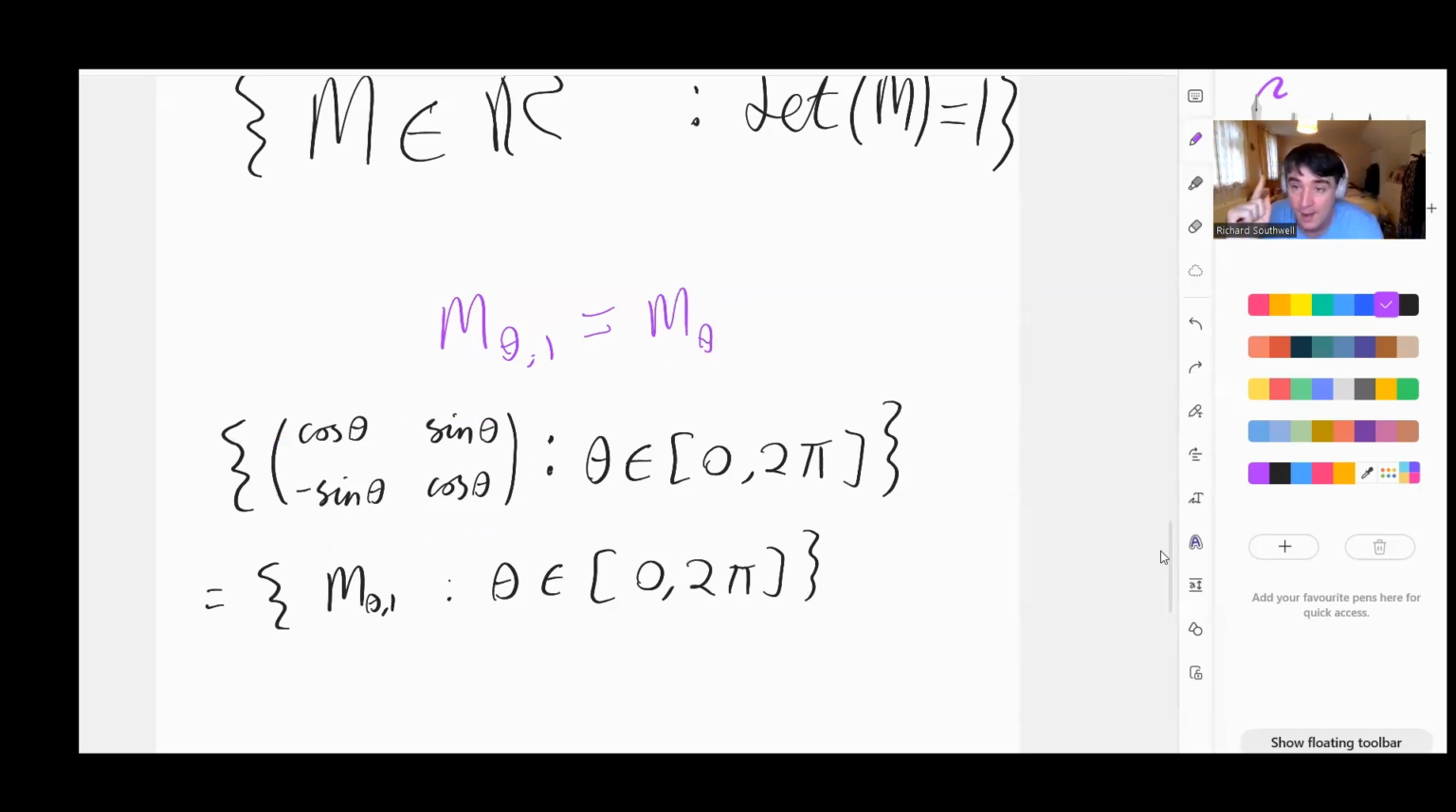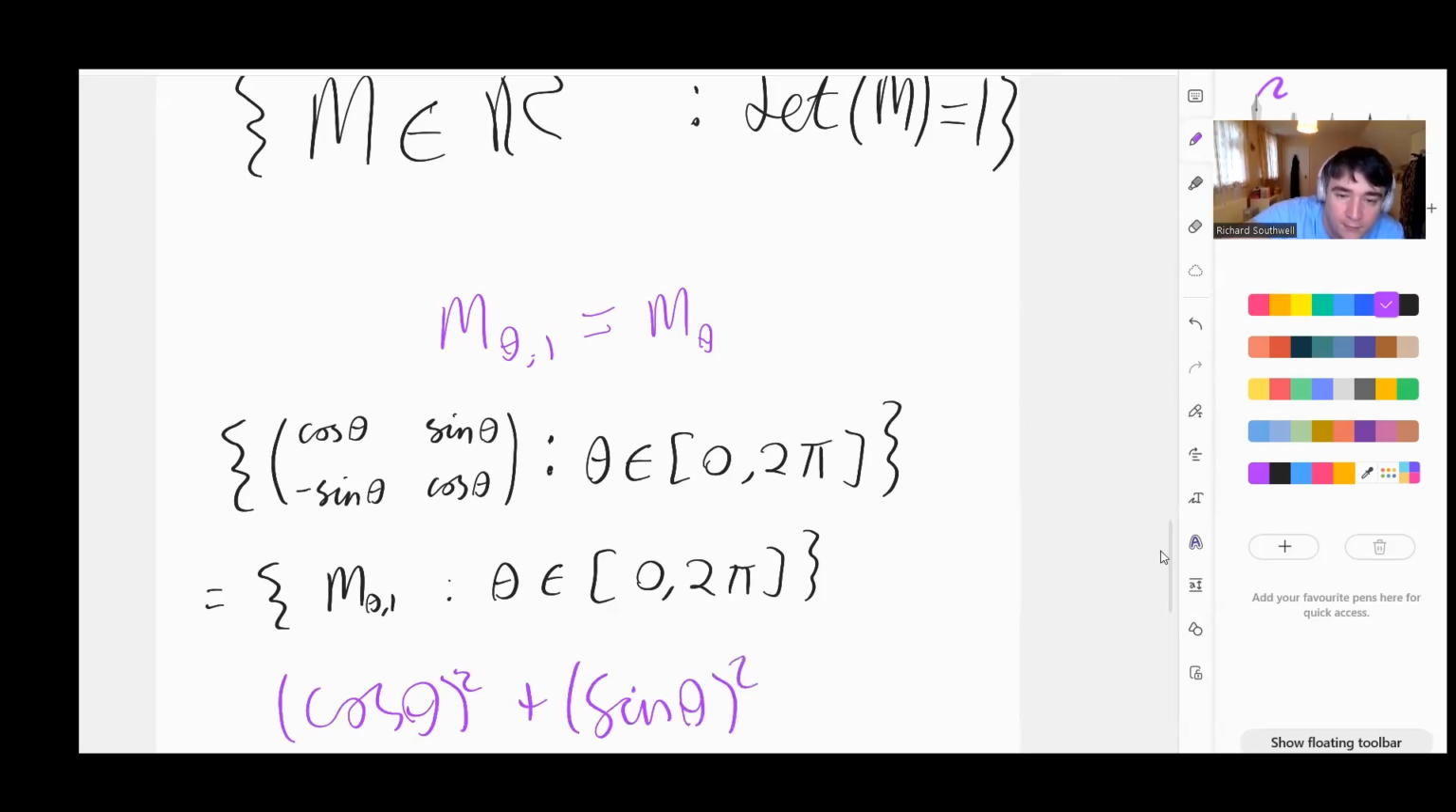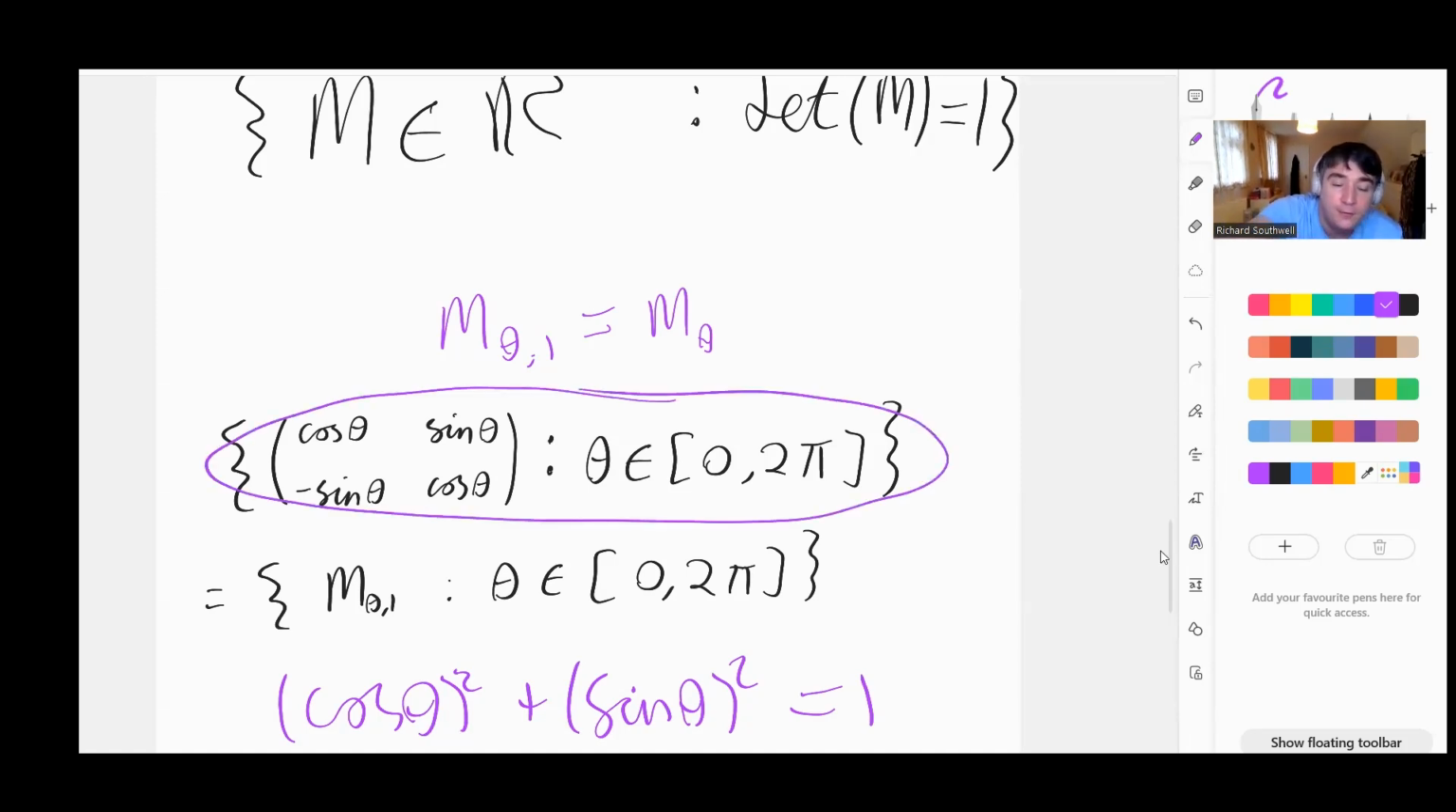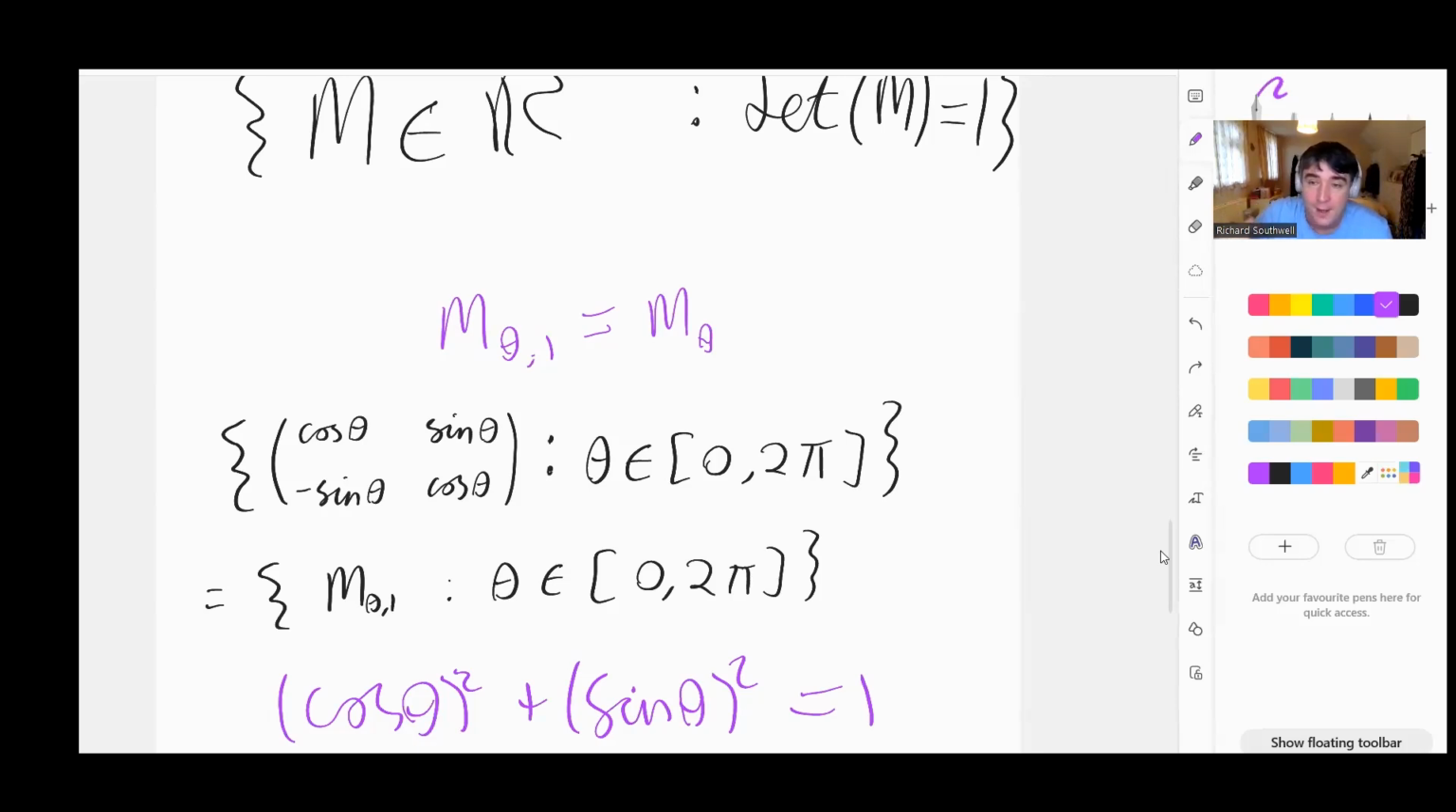has a determinant of 1, because if we just calculate the determinant, it's this times this, take away this times this. Well, that's going to be cosine theta squared plus sine theta squared, and we know that that's 1. It's basically our Pythagorean theorem. So what we have is that this is going to be a certain subgroup of our special linear group. As I said before, it has a name. It's called SO2. We're going to see more about that later.